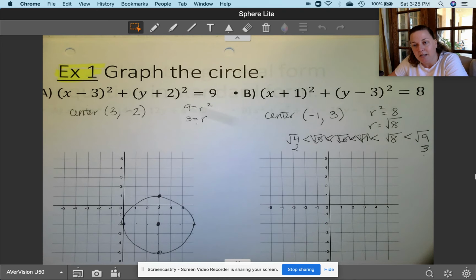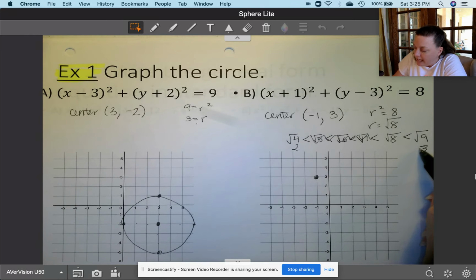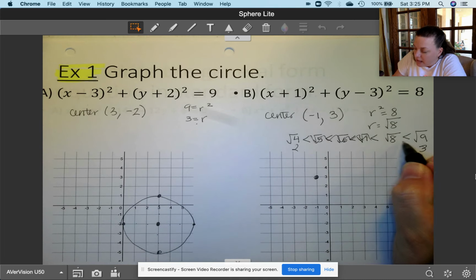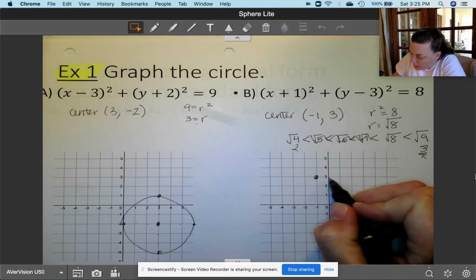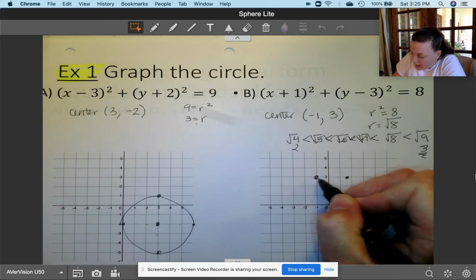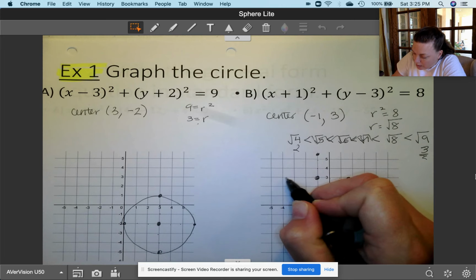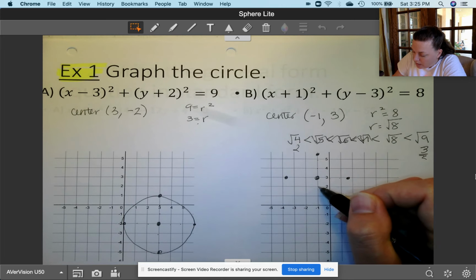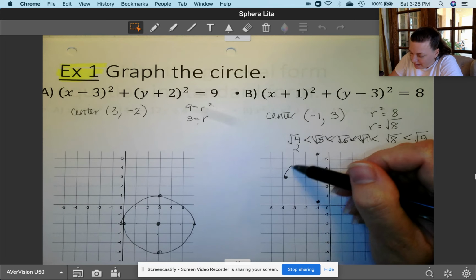We had all these other things in between, not to mention an infinite number of other numbers. So keep that in mind. We just need to approximate. We're just graphing by hand. So -1, 3 is the center. And this is a little bit less than 3 in length. So I'm going to go 1, 2, not quite 3 to the right, 1, 2, not quite 3 up, 1, 2, not quite 3 to the left, and 1, 2, not quite 3 down. So, and that's it. It's fine.